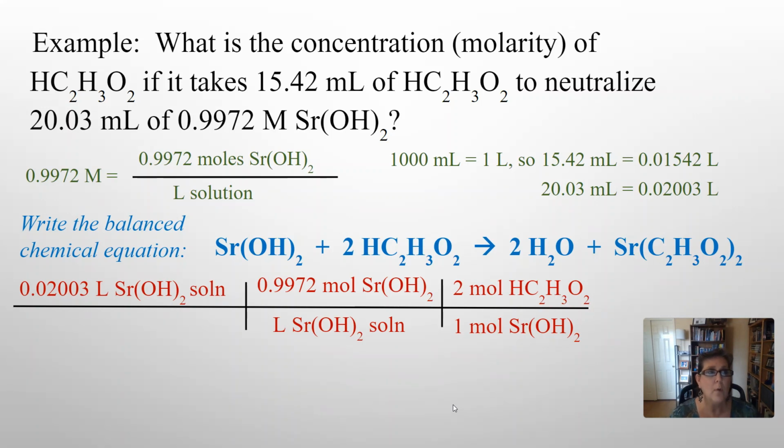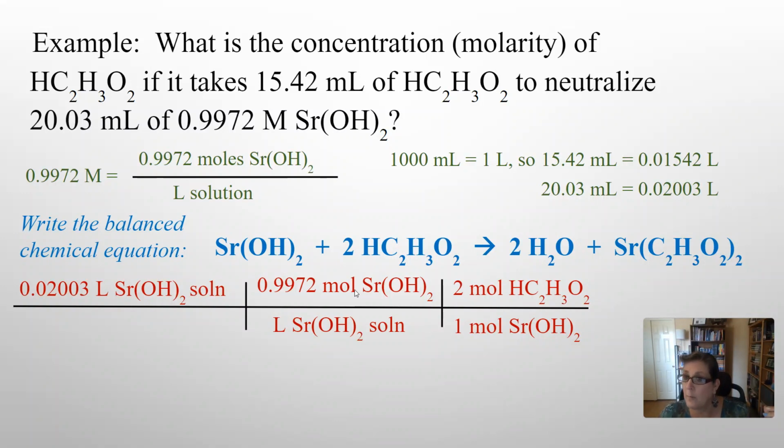We're going to start with our liters of strontium hydroxide because that's what we know. The molarity is a conversion factor. So start with liters, 0.02003 liters of strontium hydroxide. Use the molarity as a conversion factor. 0.9972 moles over a liter. Liters cancel out. Now that we have moles, we can do our mole ratio.